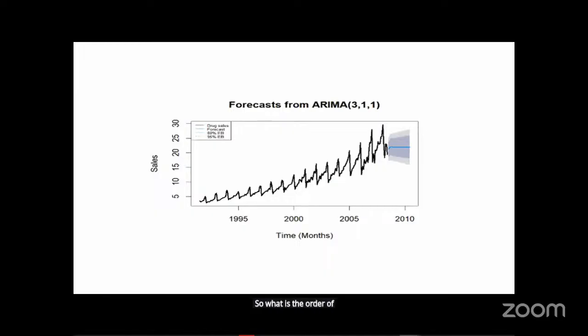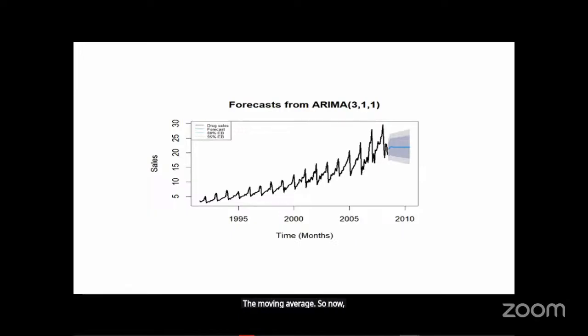So what is the order of the 3? The order of the what? The AR part, right? The autoregressive part. Then how many times do I have to difference this data? 1. Then the 1 there is the order of what? The moving average.